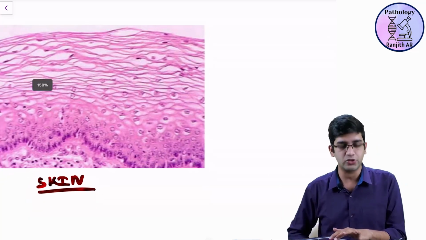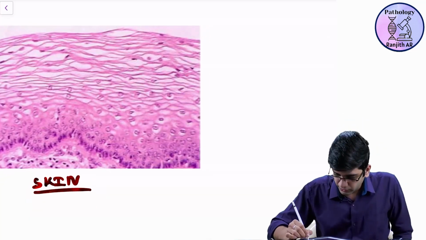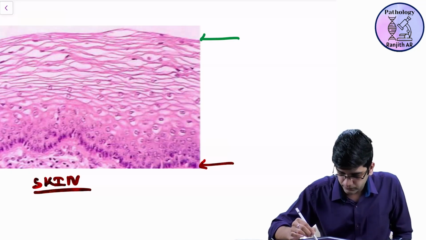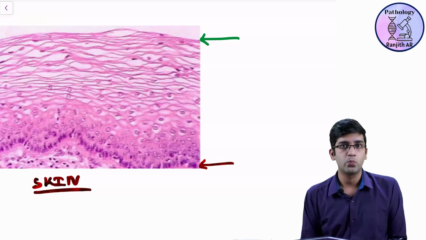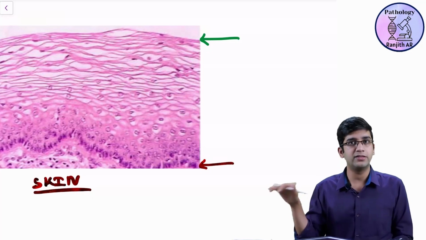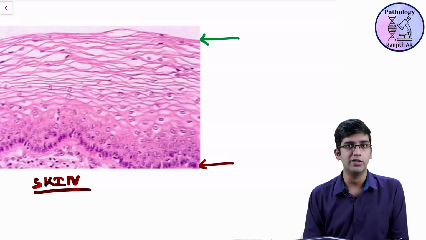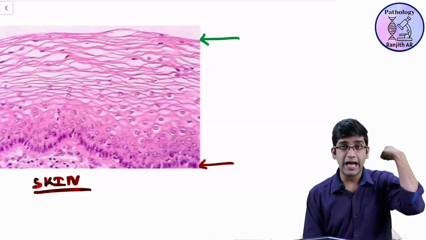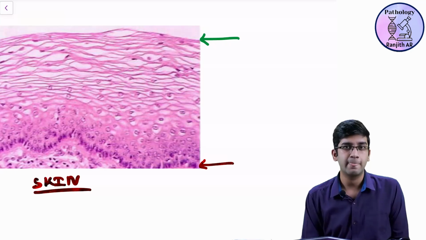Stratified squamous epithelium, that's all. I'll put a line here and I'll put a green line on the top. The line below, what is the color? Not the line, the corresponding tissue. Blue color, right? Blue color means has nucleus, perfect. The line above, the color is pink.